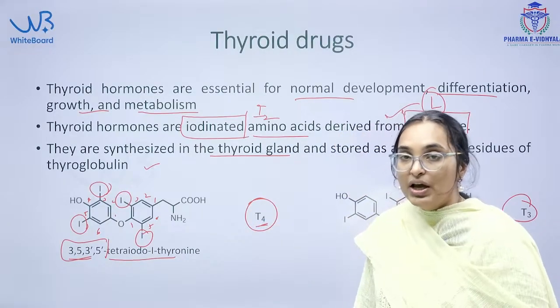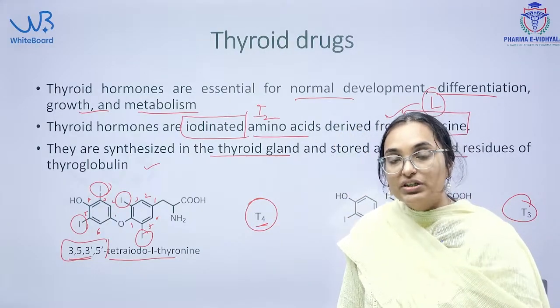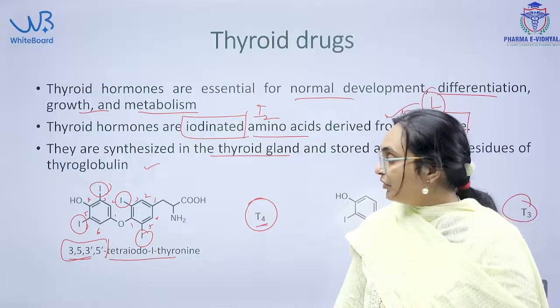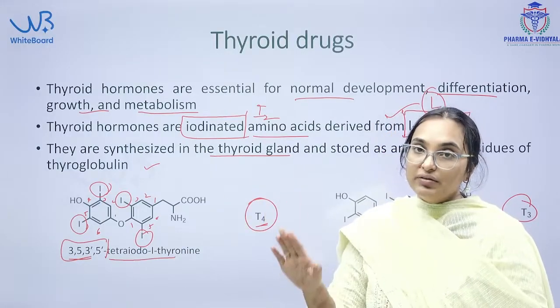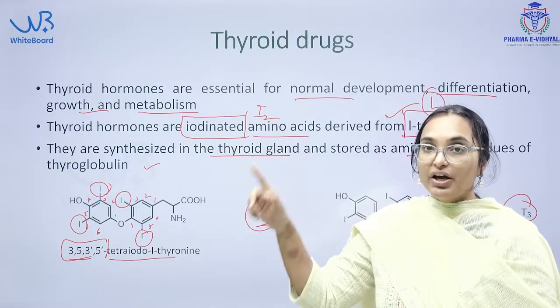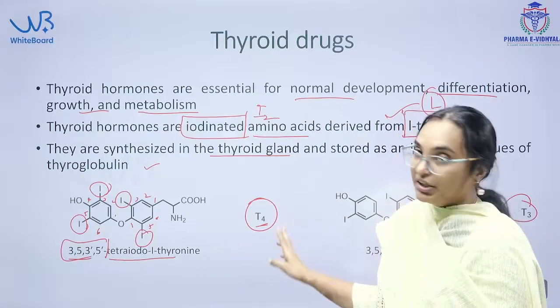That is why it is T4. The name of T4 is tetraiodothyronine. The positions of iodines are 3 and 5. So, 3, 5, 3 dash, 5 dash, tetraiodothyronine is called T4.